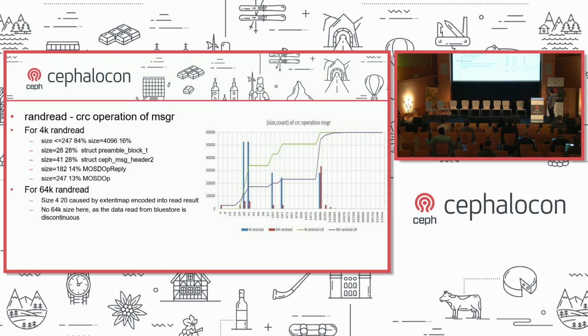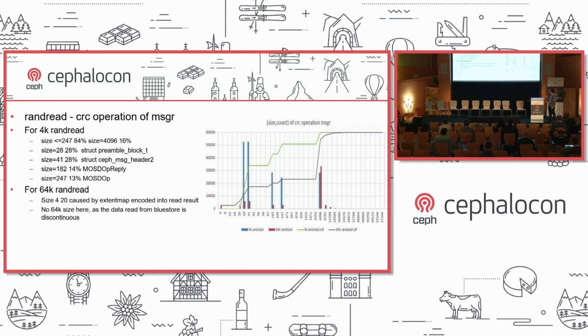The message worker sends and receives messages. The message always has a preamble and a message header, so they have the same percentage, 28%. It's pretty high. The others are the OSD operation reply and the OSD op. So the size is not so big, and there are only 5 kinds of sizes. It is pretty simple.